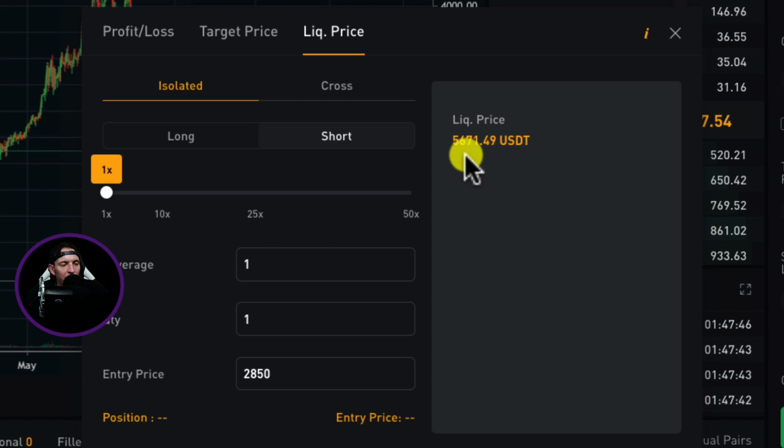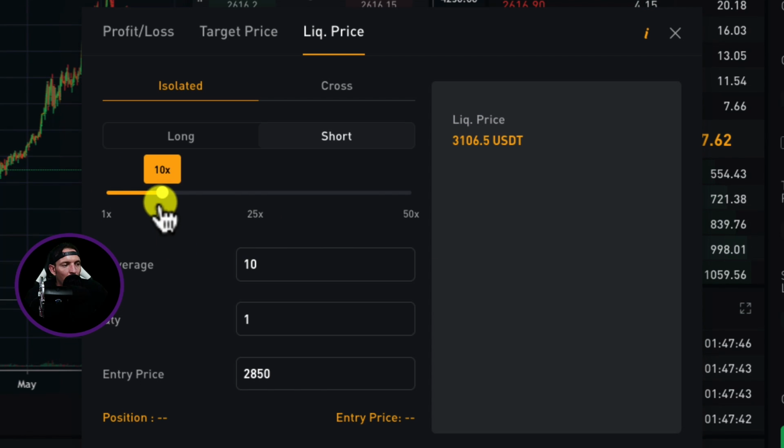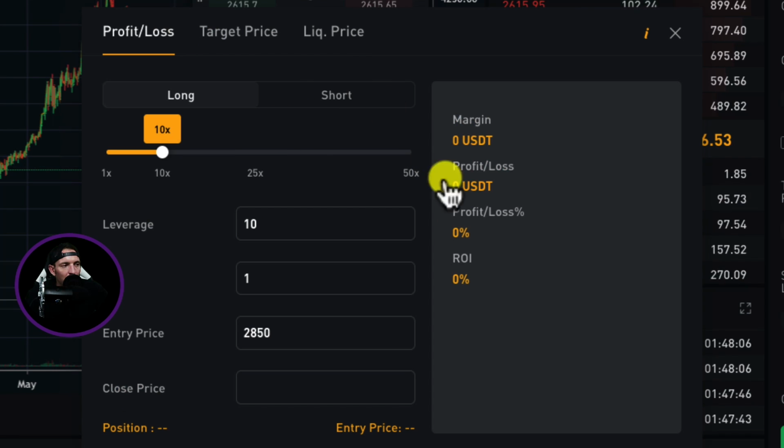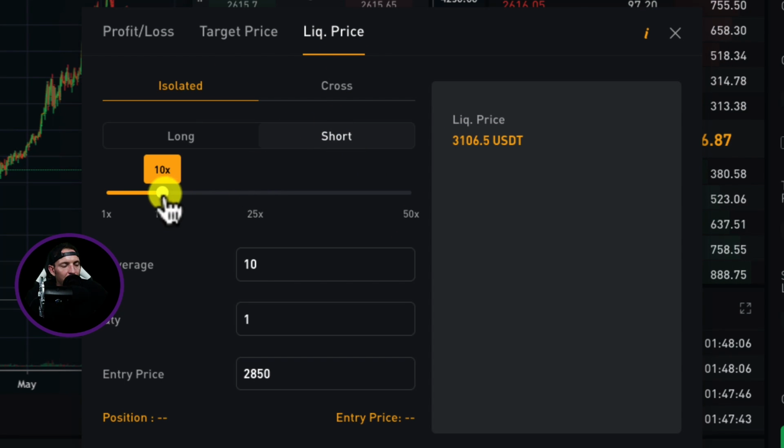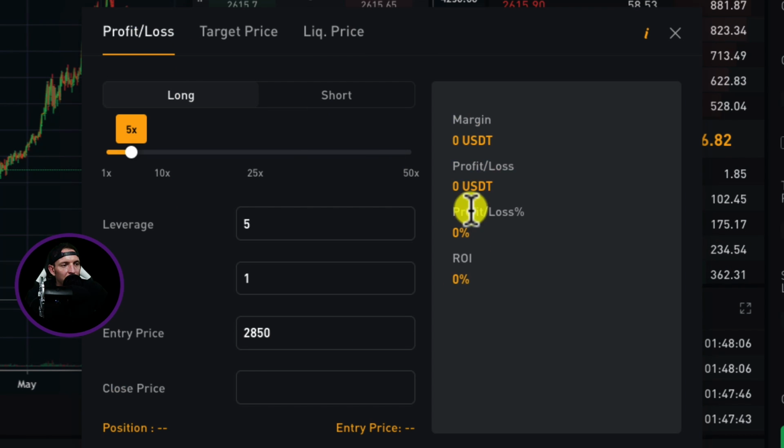When I use 1x, my liquidation price is $5,671. So it's pretty crazy, the drastic difference there. But what's most important is understanding the trade that you actually want to take. So you can come over here and mess around with this leverage calculator, and it takes a second to wrap your head around how you can use more leverage and change your leverage, but your actual profits still stay the same.